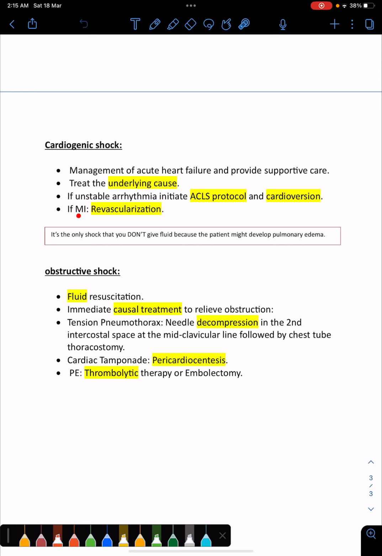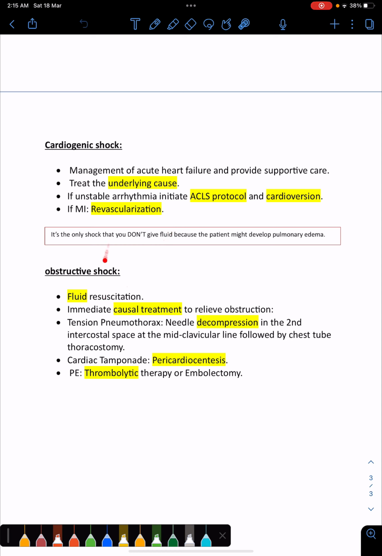And revascularization in case of the MI, because the vessels are impaired in MI, so that's why we do revascularization. So we treat the underlying cause, and the protocol, and cardioversion, and revascularization according to the cause. We treat the cause, and then all of the things are going to be done in the right way.